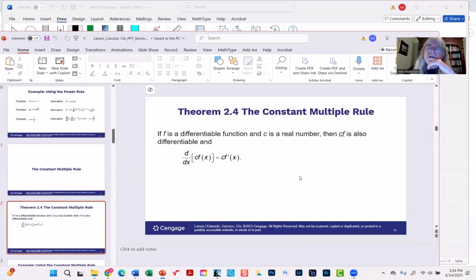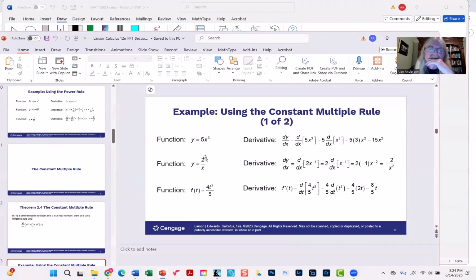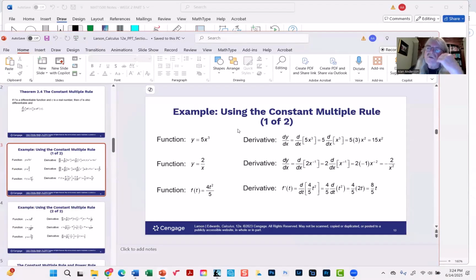Now, if we have a constant in our expression, we can essentially just factor it out. What they're showing us here is that the derivative of c times f of x is just c times f prime of x. So that means you can start to consolidate some of these rules into more complicated situations.